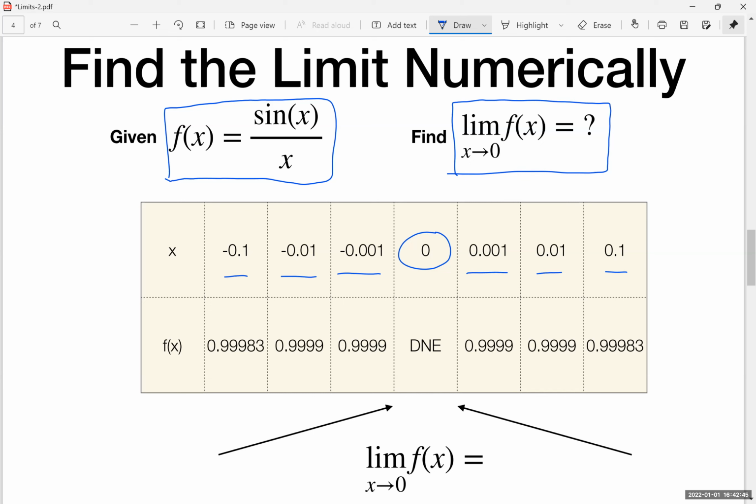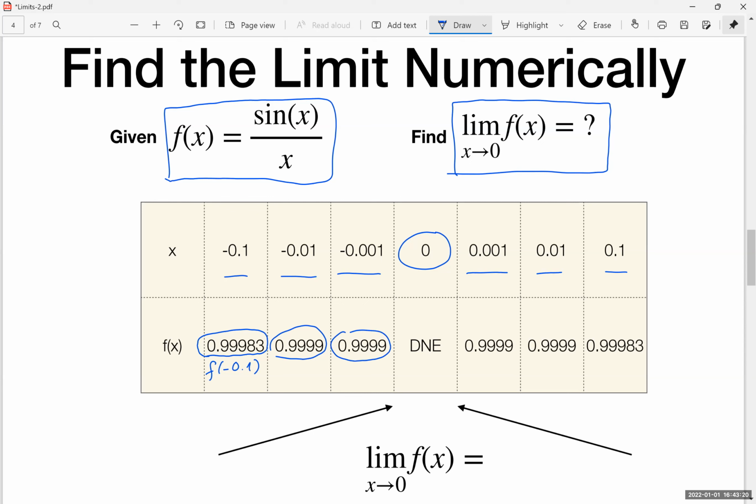From each of these x values, you want to find the function value f of x. When x equals negative 0.1, we found that this is f of negative 0.1. If you are curious how we can find this value, f of negative 0.1 is 0.9983, and f of negative 0.01 is 0.9999. And if you go a little closer, you get 0.9999.